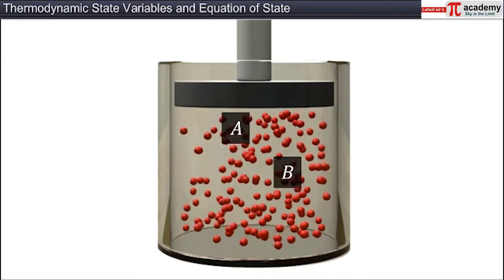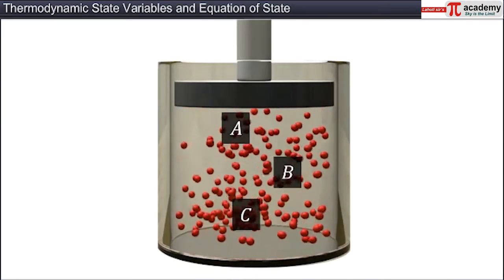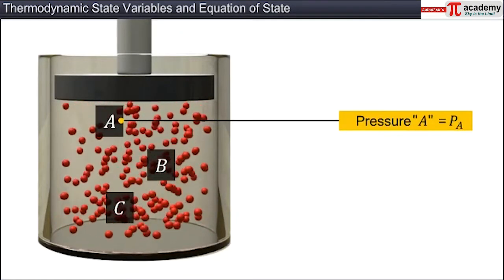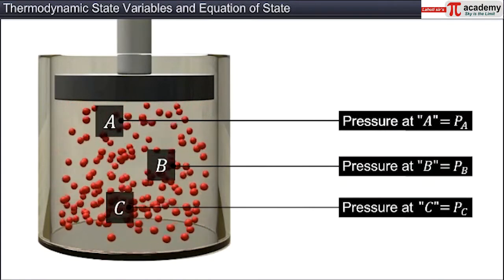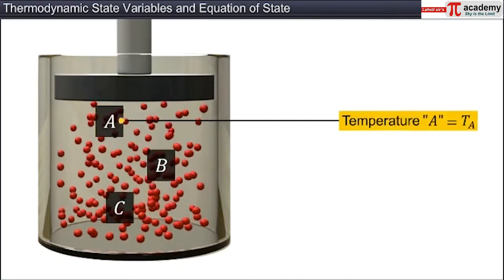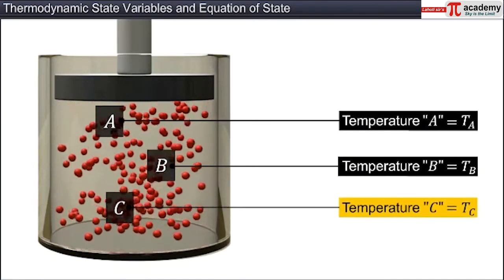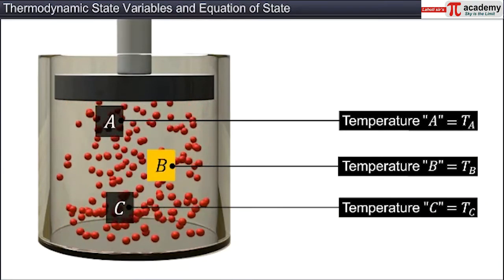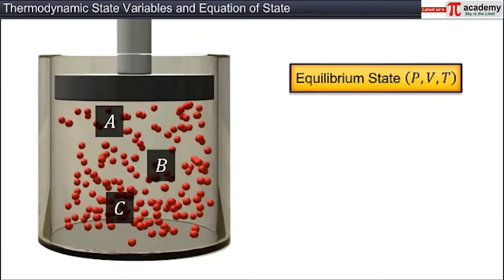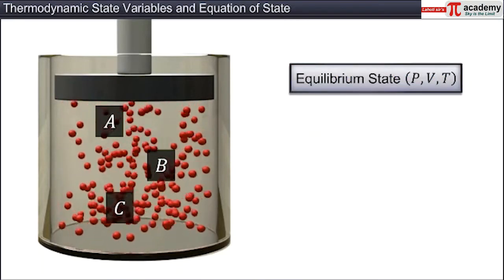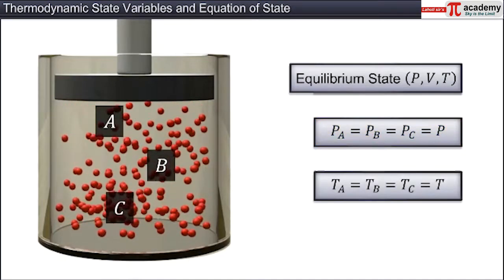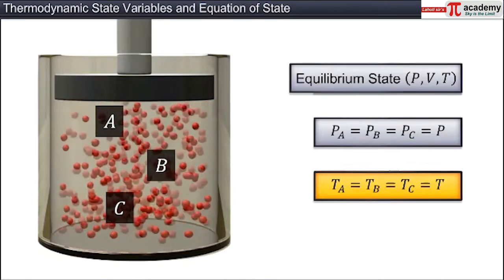If A, B, and C are 3 points in the system, and PA, PB, and PC are the pressures of the gas at A, B, and C, and TA, TB, and TC are the temperatures of the gas at A, B, and C respectively, and if the state of the gas PVT is in equilibrium state, then PA = PB = PC = P, and TA = TB = TC = T.